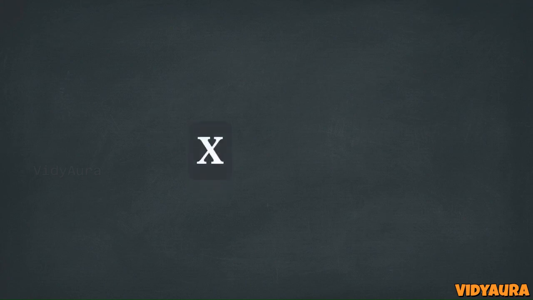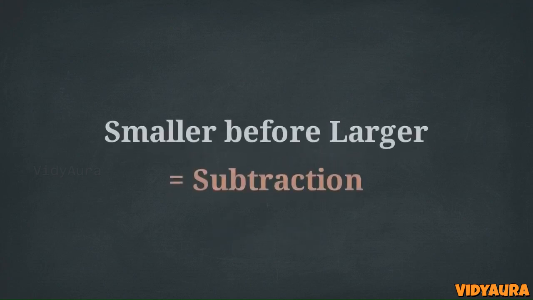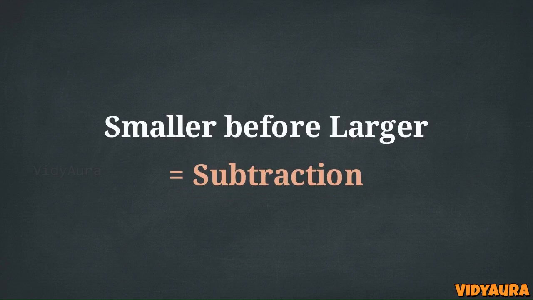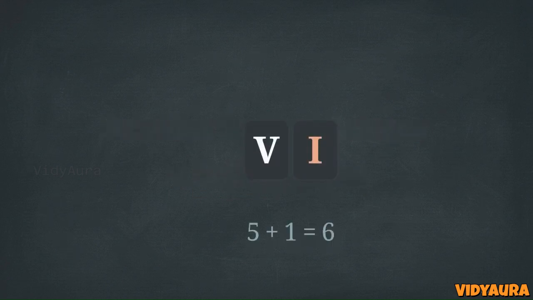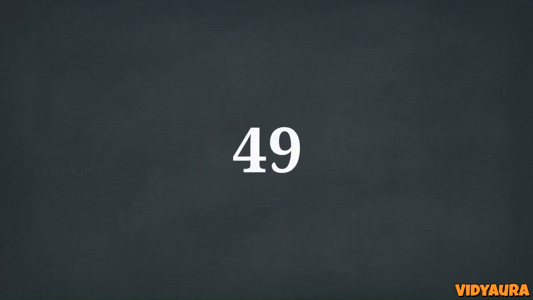If you write X followed by V, you add them to get 15. But if a smaller symbol is placed before a larger one, you subtract it. A V with an I placed after it is 6. An I placed before a V is 4.